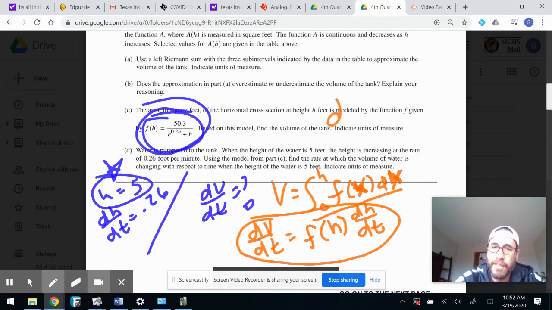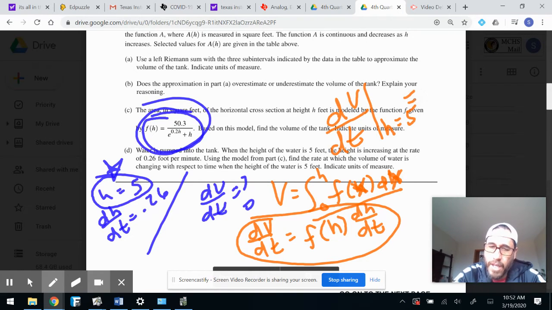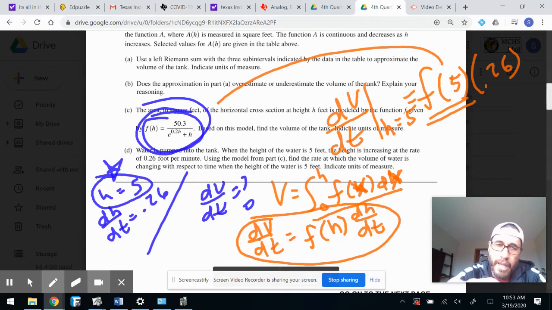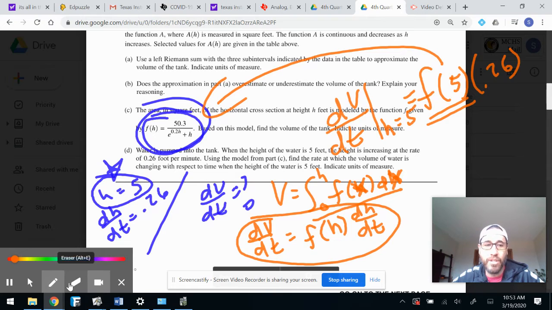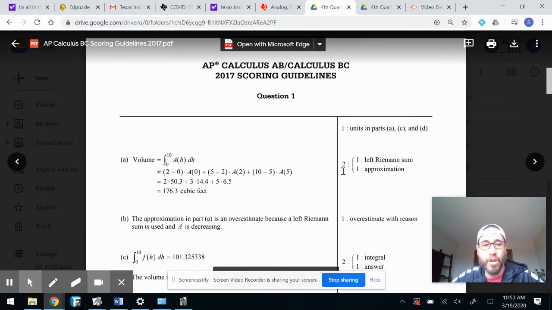So I have a little dV/dt, okay, when h is equal to 5. All right, and so that means it's f of 5. Well, what the heck is f of 5? And dh/dt is 0.26. Well, guess what? f of 5 is just plugging a 5 into that guy right there. And now you've got your free calculator, right, on your Chromebooks. And so all you need to do for that is plug it into the calculator, right? And then let's see if we got the right answer at home.